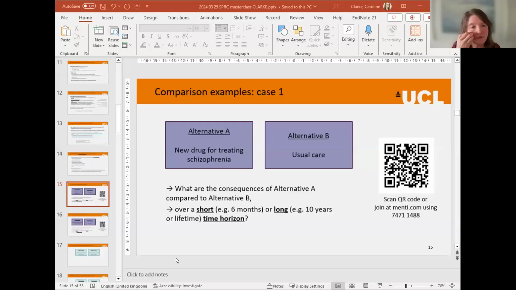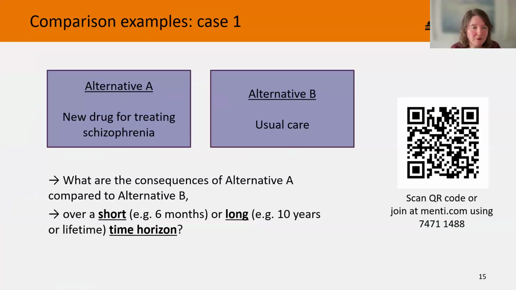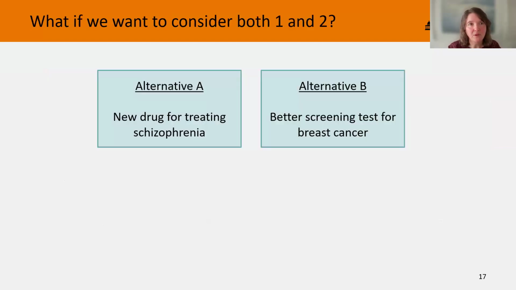Good. So this was the schizophrenia one, which I've somehow managed to lose off the Mentimeter. So I'm going to assume that you will have told me some very sensible responses for that one as well. Some of the big ones for schizophrenia are side effects, because a lot of the current drugs have side effects. So those are the two case studies where we're thinking about a comparison.